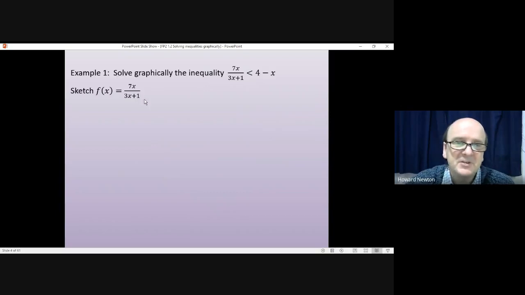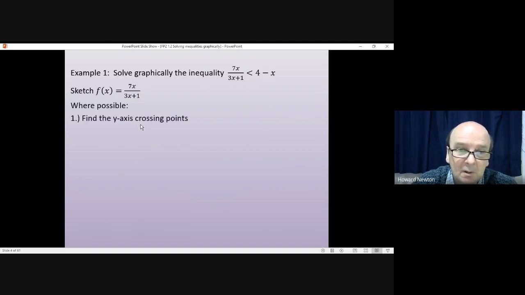Now, as I said, sketching rational functions is just a little bit tricky, it takes a bit of effort. There is a standard method for sketching a graph of any strange function where you're not quite sure exactly what it looks like. And I would always follow this order. Where possible, first of all, find where the y-axis crossing points are. Once you've done that, find the x-axis crossing points.